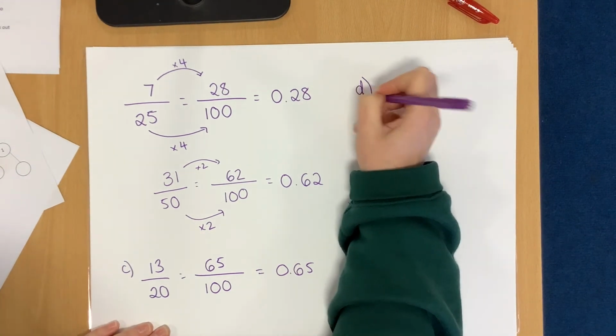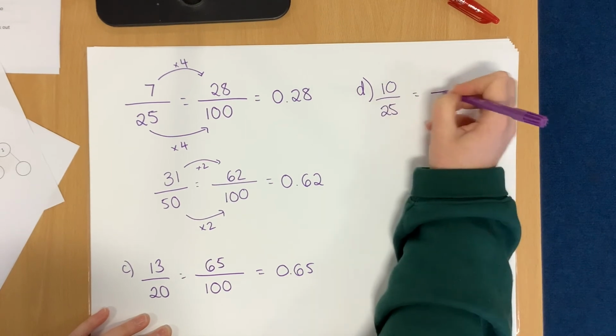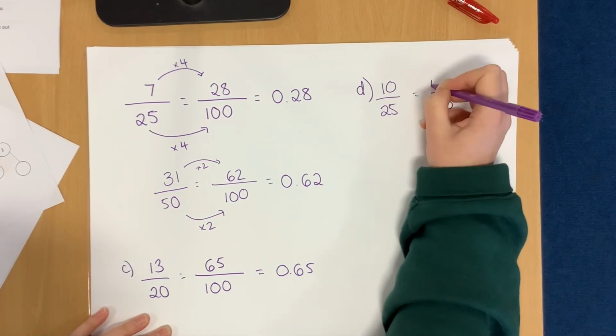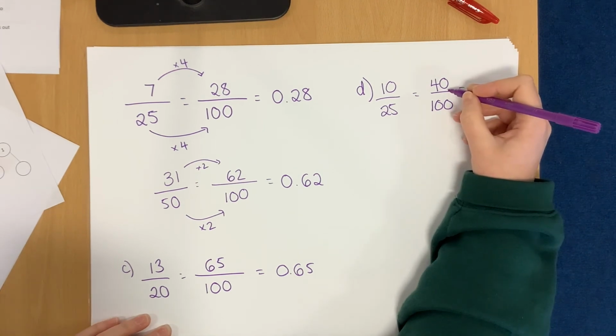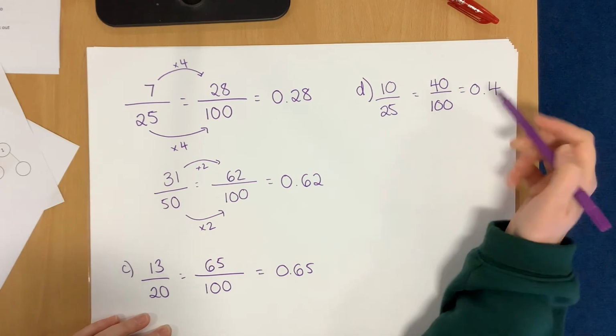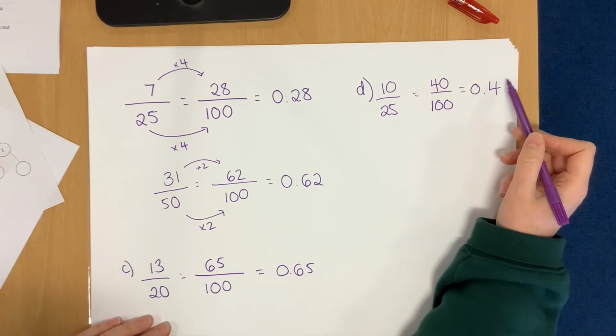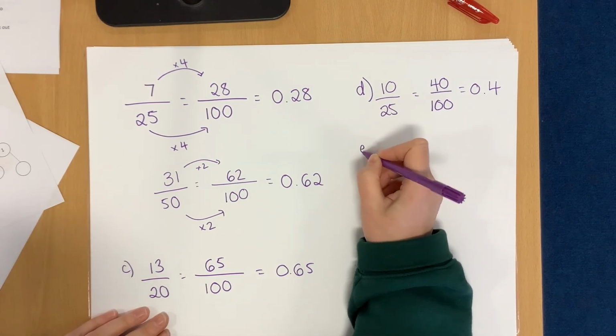Let's have a look at D. 10/25. Again, we're multiplying by 4, which gives us 40 hundredths. Now, I know that 40 hundredths is the same as 4/10, so it's 0.4. You could, of course, put 0.40, but that 0 isn't adding anything, so you don't need it there.